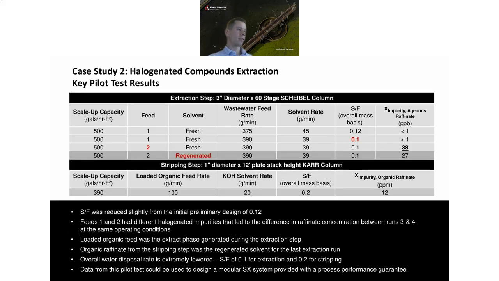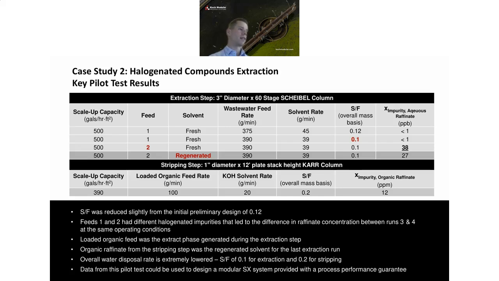So like the last case study, we're showing a series of runs on this slide. The first thing we did was optimize the extraction step. So we ran all these runs at a fixed capacity of 500 gallons per hour per foot squared for a scaled up column. We tested 2 feeds. So the first feed, we started off with that one. We were able to reduce the solvent to feed ratio down to 0.1 and completely blow away our aqueous raffinate spec, leaving the extraction column.